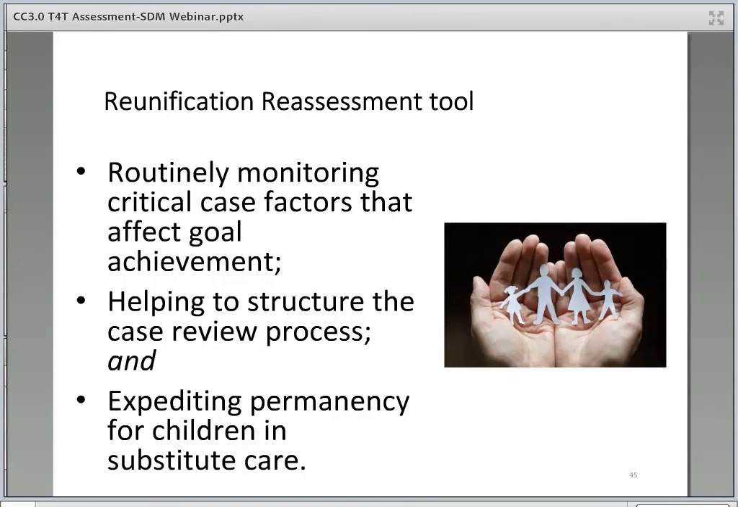The Reunification Reassessment Tool helps to guide decision-making to help the worker decide whether to return a child to the removal household or to another household with a legal right to placement, to maintain out-of-home placement, and/or to terminate reunification services and implement a permanency alternative. The reunification reassessment is completed in conjunction with each appropriate household and begins when a case is first opened.